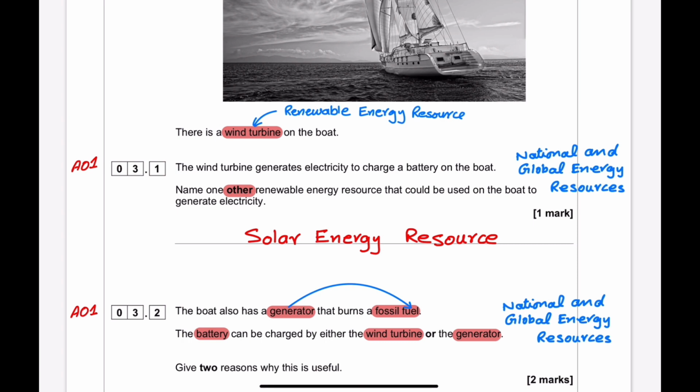This question is from the national and the global energy resources. We need to give the reason why the generator is burning the fossil fuel and how it can help to charge the battery. If the generator breaks, the batteries are charged to provide the electricity, because it is already mentioned that the wind turbine or the generator are used to charge the batteries. When there is wind, less fuel is used by the boat.